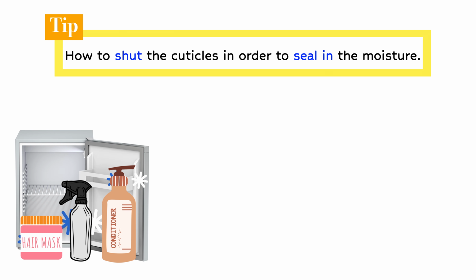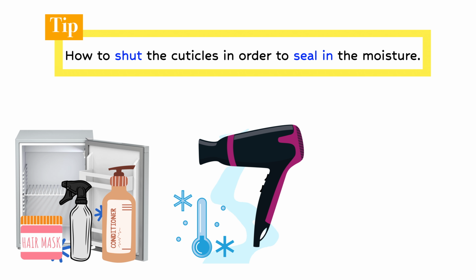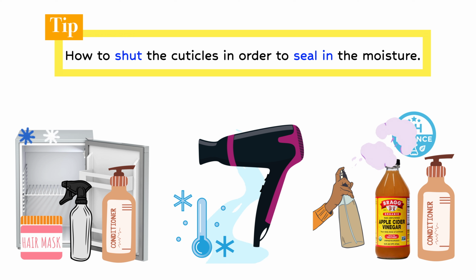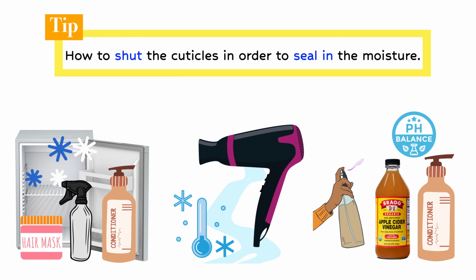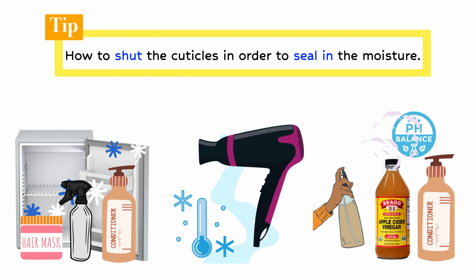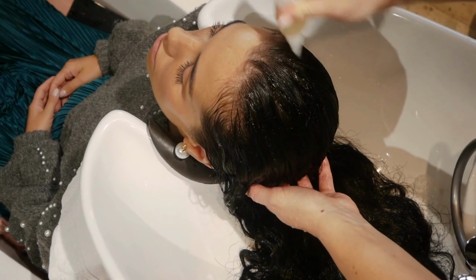Number 2, you can also use a blow dryer on a cool setting after you finish styling your hair. And number 3, you can use hair products that are pH balanced, ideally between 3.5 to 5.5, or you can even do an apple cider vinegar rinse.